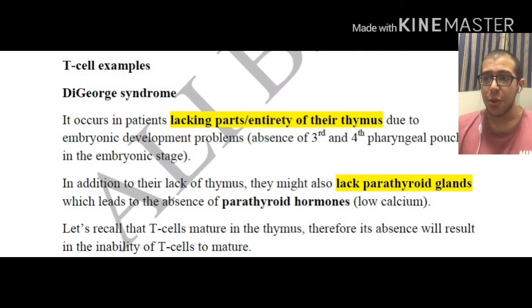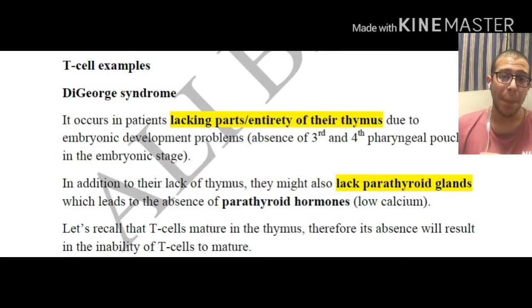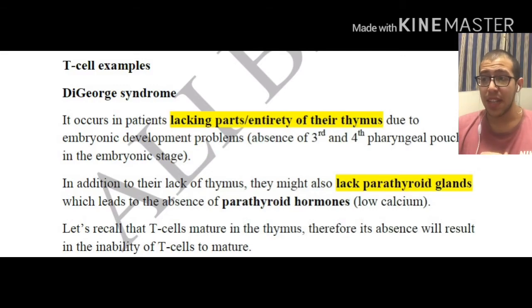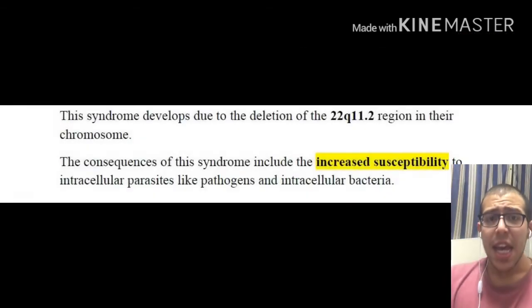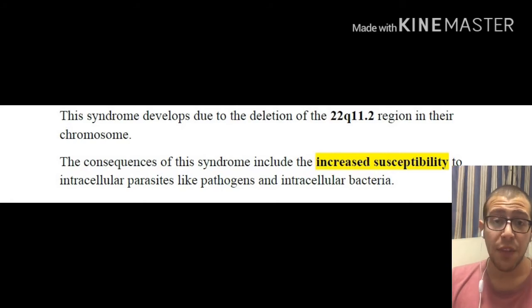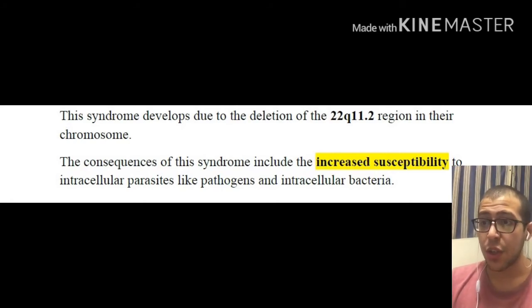Now, in addition to their lack of thymus, they also might lack the parathyroid glands, and this is ultimately going to be leading to a lack in the release of parathyroid hormones, which is also going to be leading to further complications. Now, it's worth noting that T cells mature in the thymus, and therefore its absence will result in the inability of T cells to mature. This syndrome develops due to the deletion of the 22q11.2 region in the chromosome.